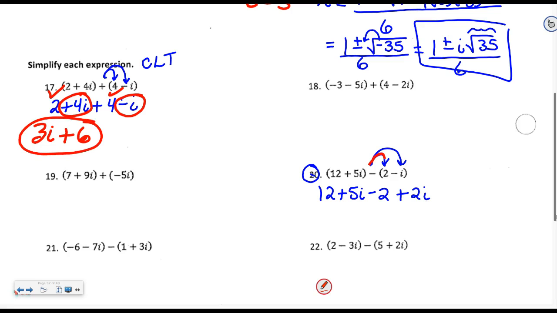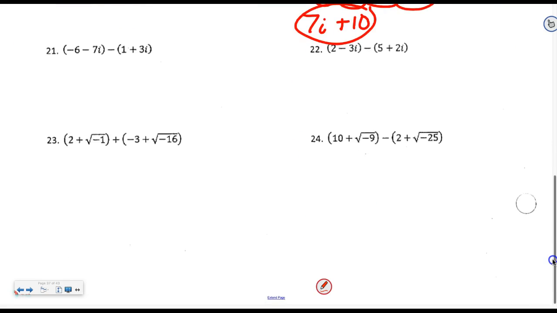And then for number 20, I dumped this in to make it a -2 and then a +2i. I'll now combine my like terms. I've got 5 i's plus 2 more i's, which makes 7i. Be careful you don't call that 7i squared. 5 dogs plus 2 dogs makes 7 dogs, not 7 square dogs. I have a positive 12 minus 2, which is plus 10, and that one's done.